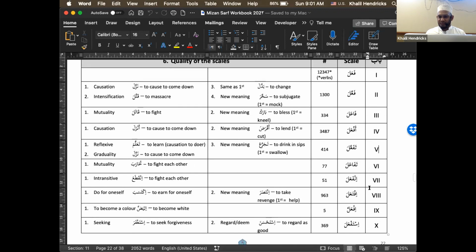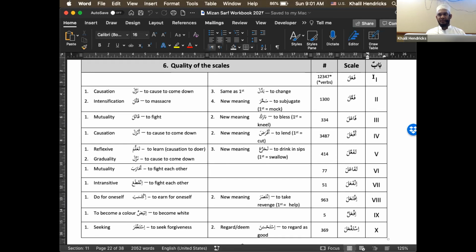Technically speaking, the Mazeedfeehi is from 2 till 10, because 1 is just the base one. So from 2 to 10 is the Mazeed. Mazeed means what? Zada yazidu means to increase. Al-Mazeed means there is an increase in it, there are increased letters in it. So each of these has a quality or meaning.